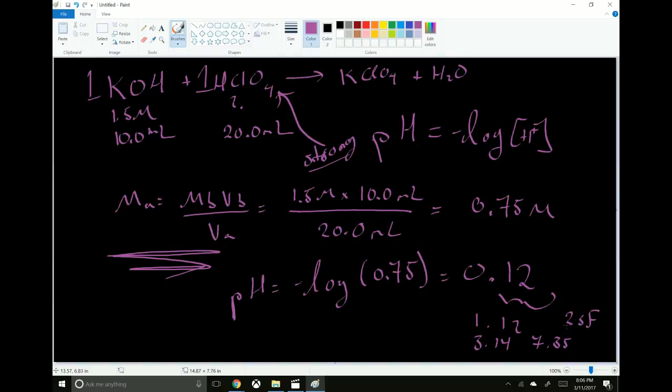Okay, so the pH of a 0.75 molar solution of perchloric acid is 0.12. It is a very strong solution. Of course, our base, the potassium hydroxide, was a ridiculously basic solution. It has a pH above 14. It's really, really basic.